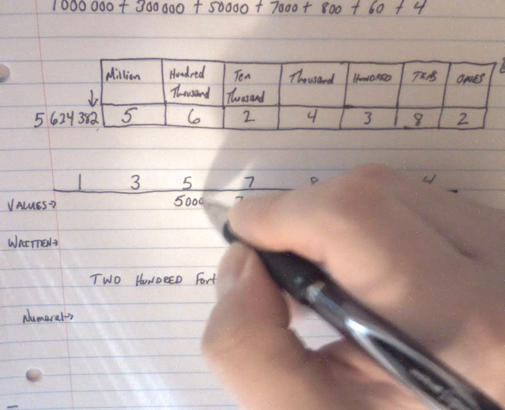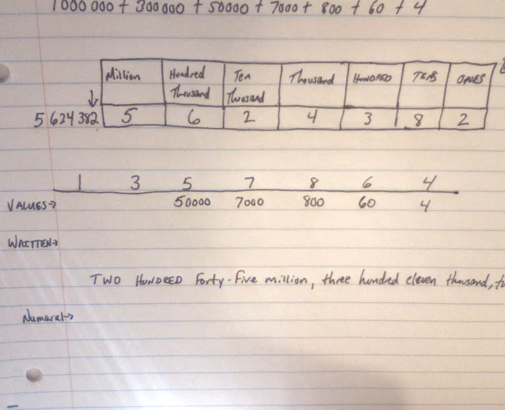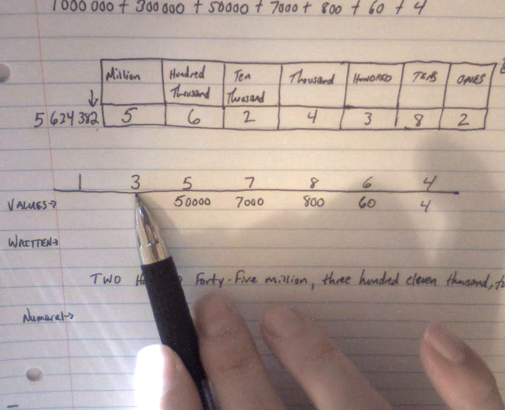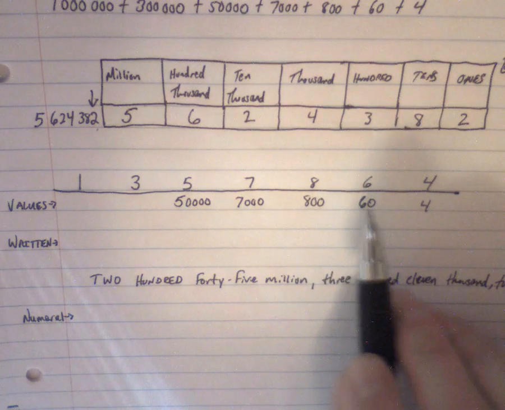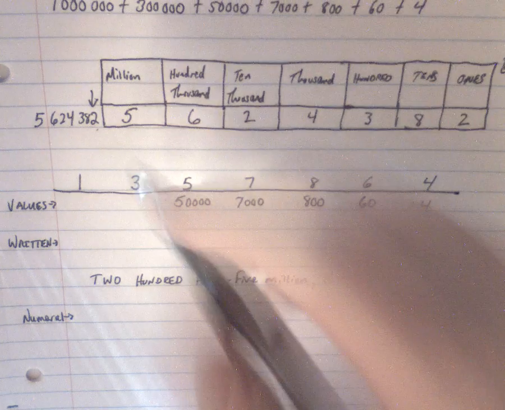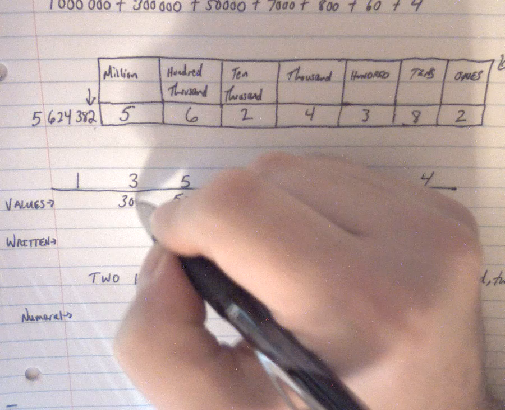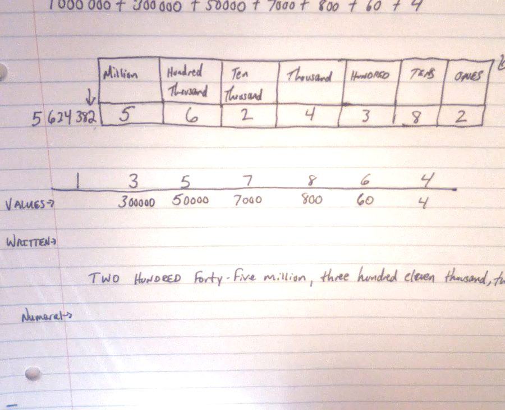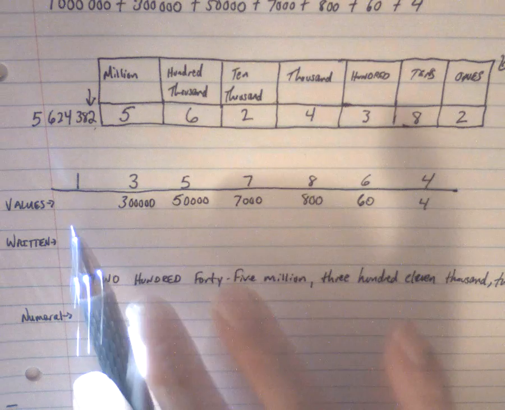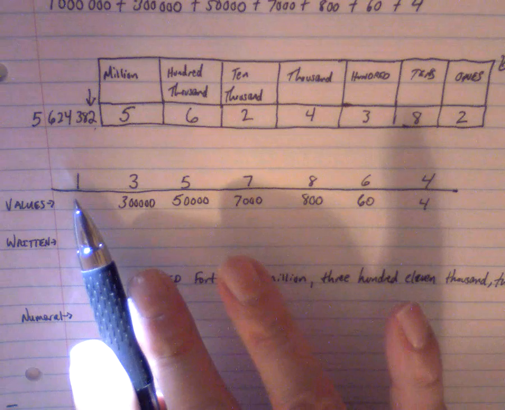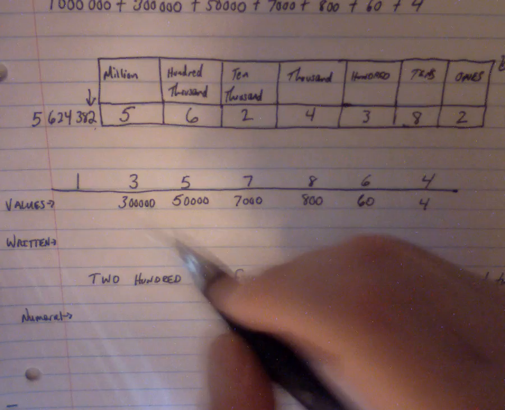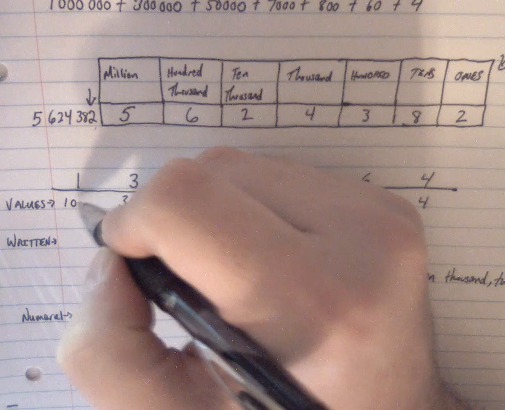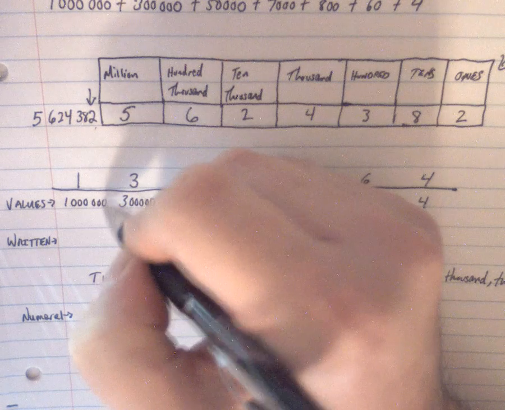1, 2, 3, 4. Okay? 100,000 spot. How many zeros am I going to add after the 3? Well, look at the pattern. 1, 2, 3, 4. So I'm going to have 5 zeros after that. 300,000. Now what's the value of this? So this is in the million spot. So if it's in the million spot, I'm going to add 6 zeros. 1, 2, 3, 4, 5, 6.